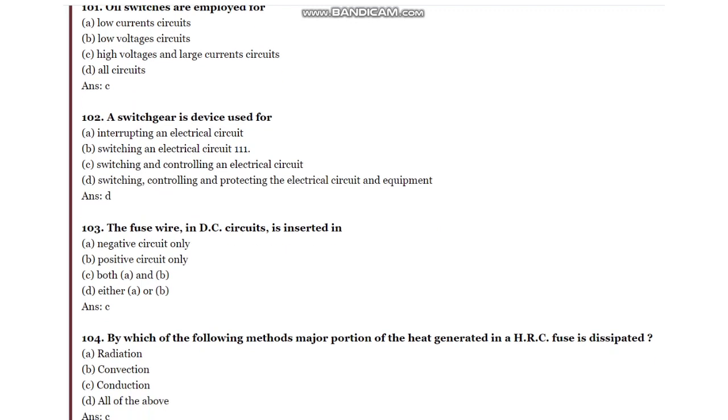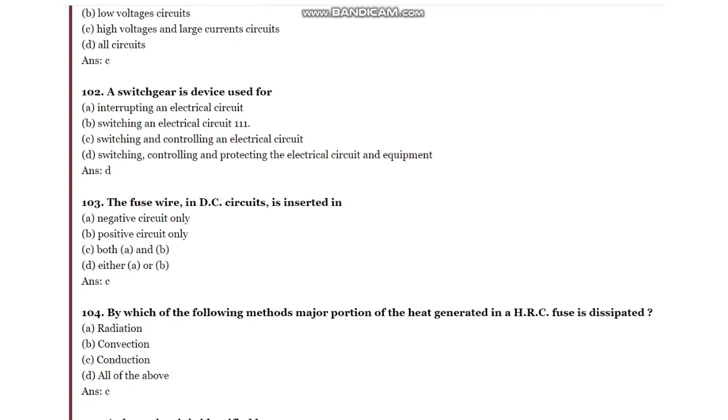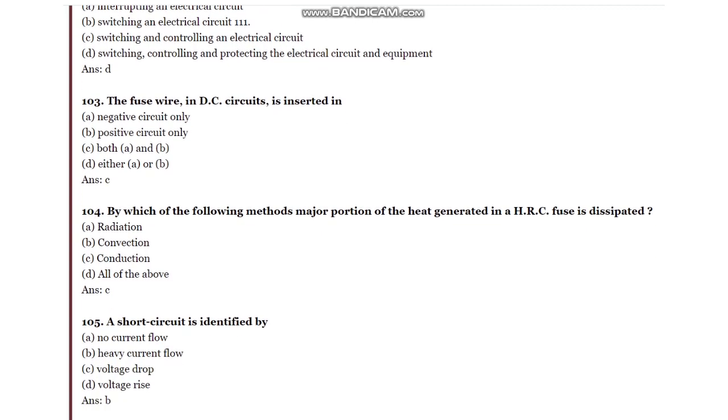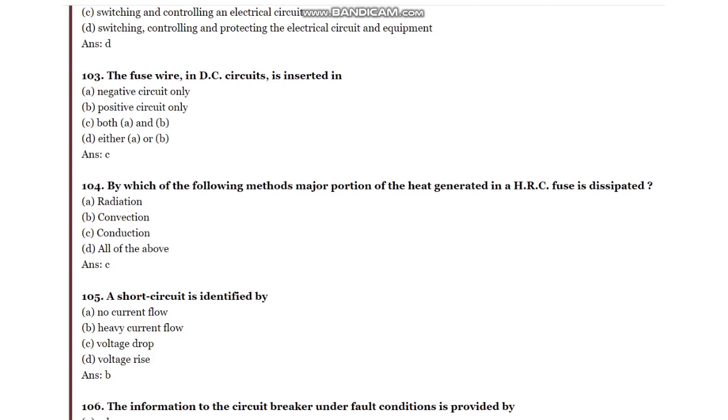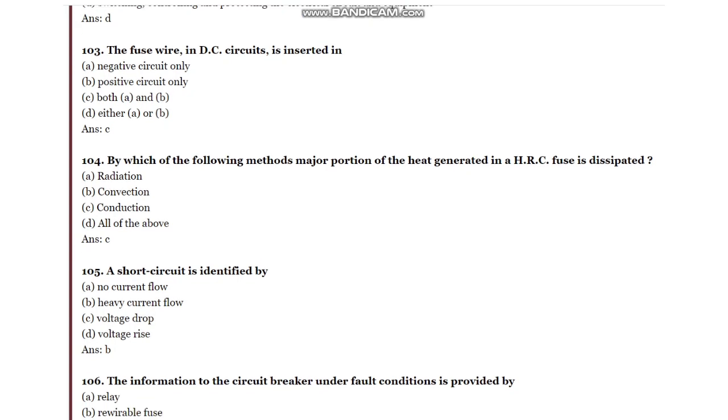A switchgear, it is a device for what? For switching, controlling and protecting the electrical circuit and equipment. Question number 103. The fuse wire in DC circuit, it is inserted in negative circuit only, positive circuit only, that means both A and B.